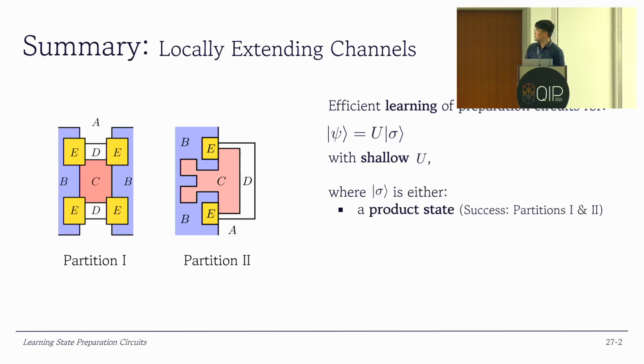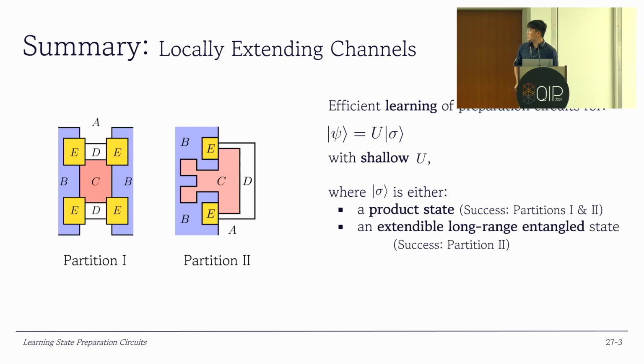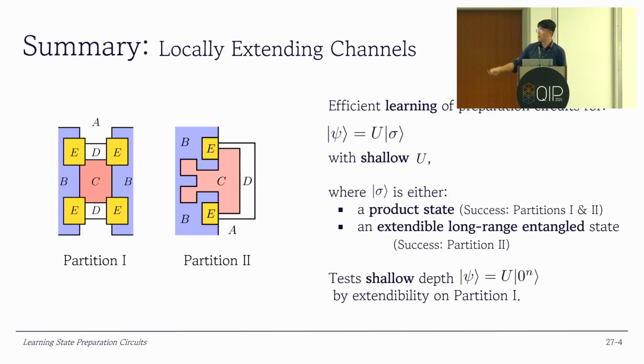So to summarize, the second part is an efficient method to learn preparation circuits for states of this form, where sigma is either a product state, which works for both of the two partitions that we just discussed, or an extendable long-range entangled state, or a topologically ordered state, which succeeds for partition 2, but fails for partition 1. In fact, that failure of partition 1 for such states provides a test for the shallow depth of the preparation circuit, because if it succeeds for partition 1, then indeed it's a shallow depth. If it isn't, it is not.